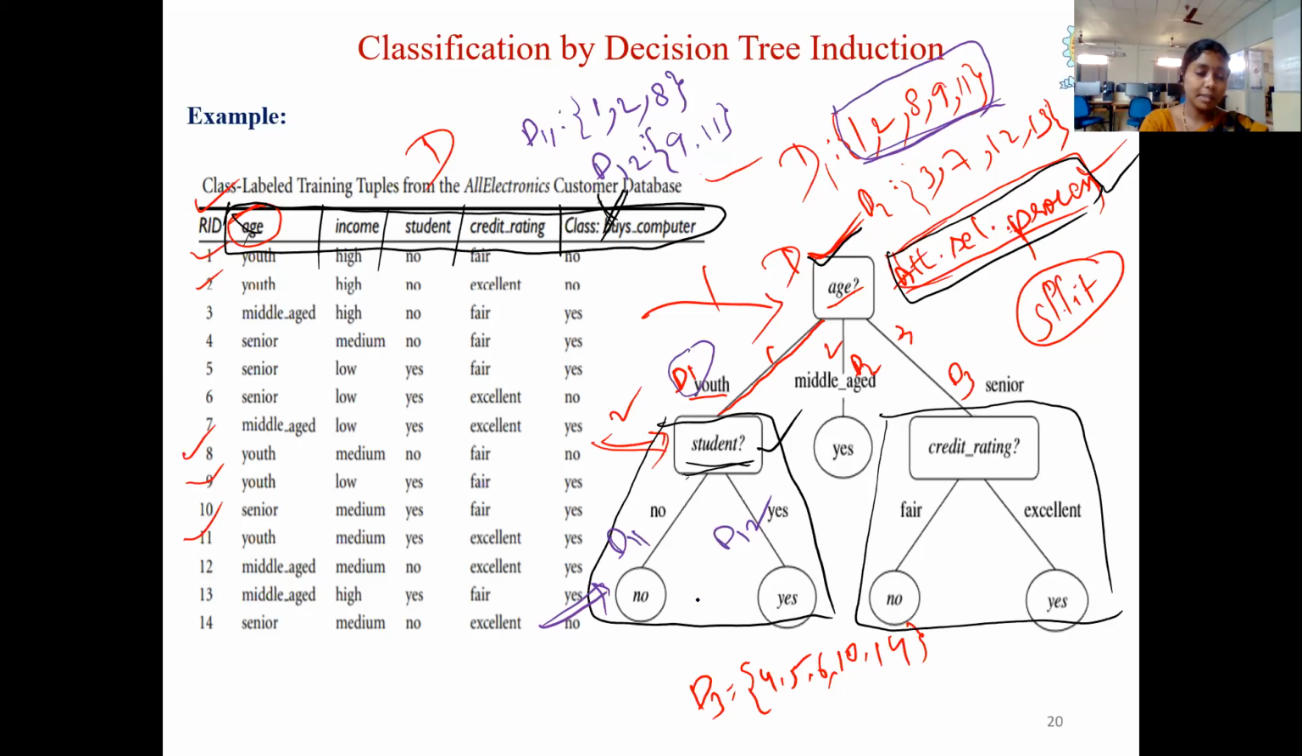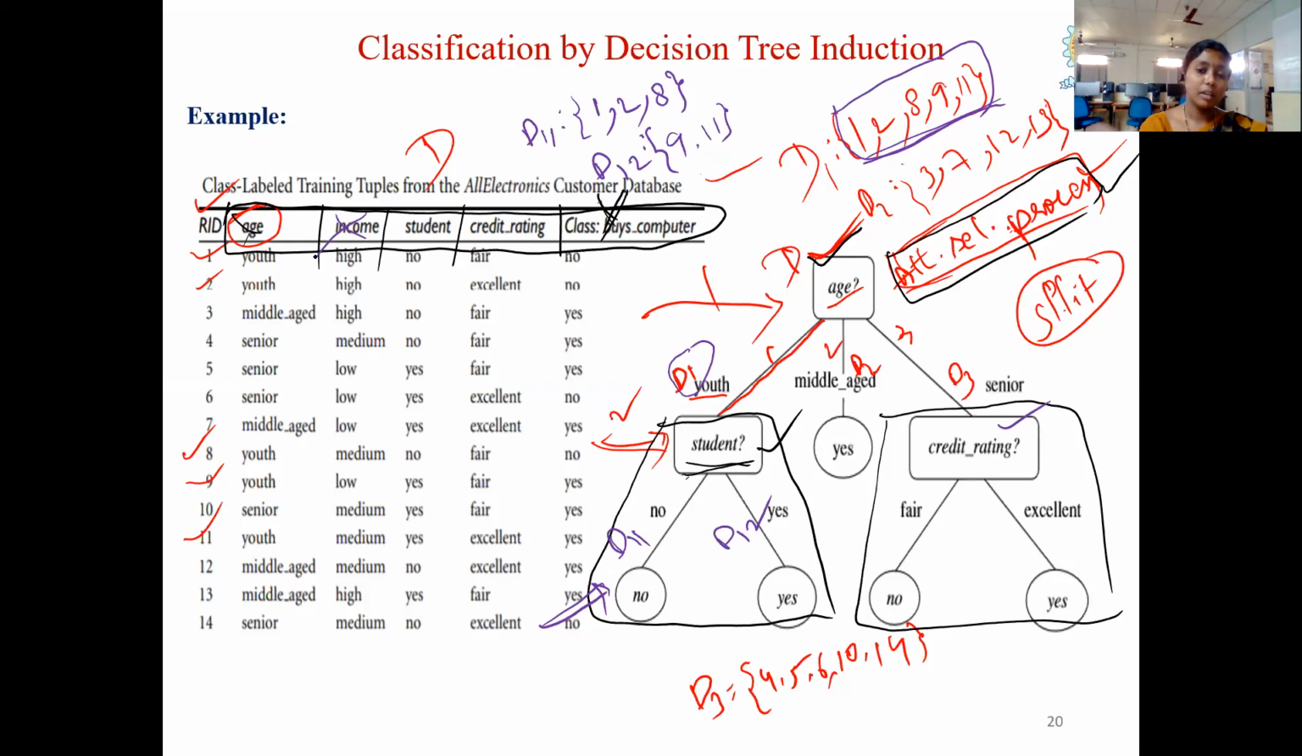So if you observe, age is already used, student is already used, and credit rating is used in parallel. And this particular example does not consider income. Maybe because this is a simple example, income may have been removed as part of pre-processing. Why? Because in the pre-processing step we have relevance analysis, in which we can remove irrelevant attributes. Maybe for the task, income is irrelevant. That's why income is not considered as one of the attributes in the list of attributes.